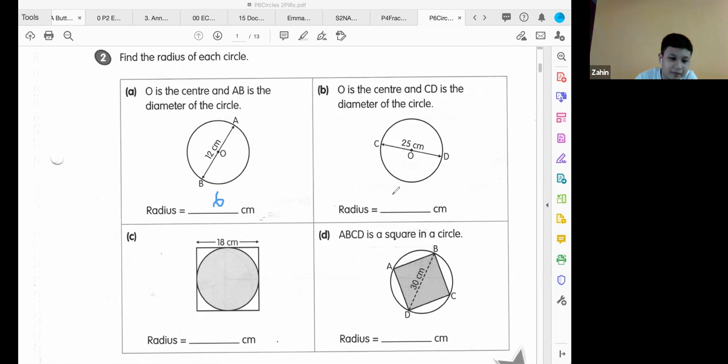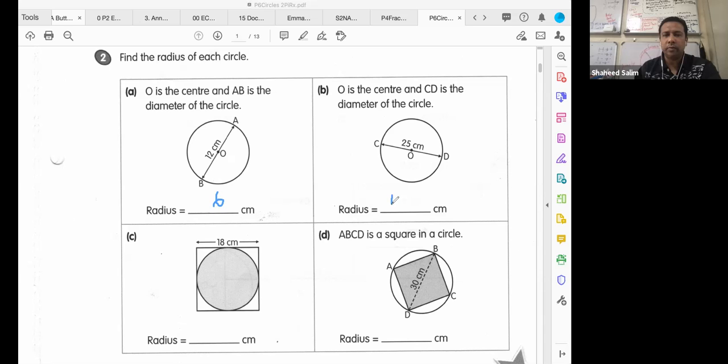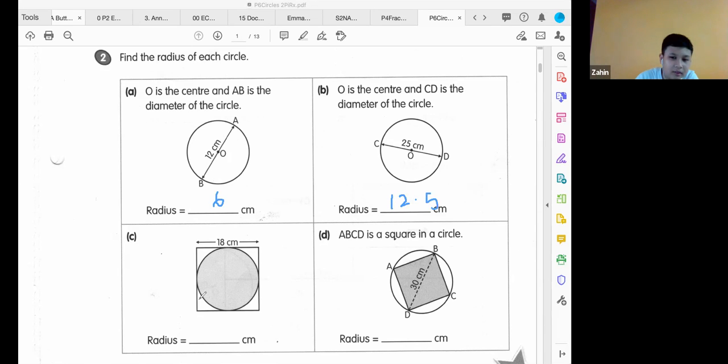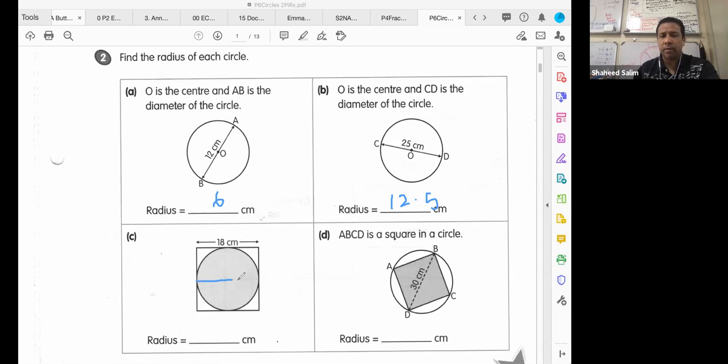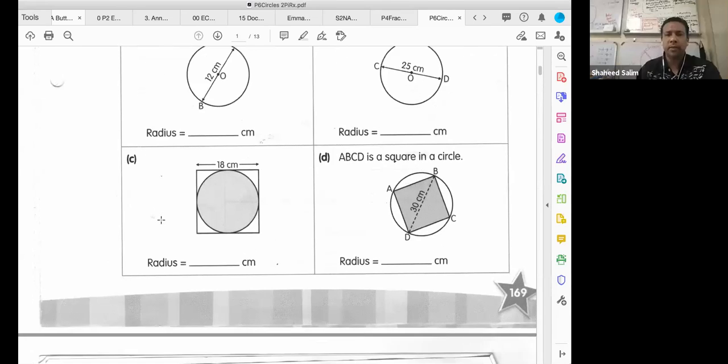B. Ilhan, 12.5. Okay, good. C. This is the same. I cannot see the question. Hold on. Can you see the question now?